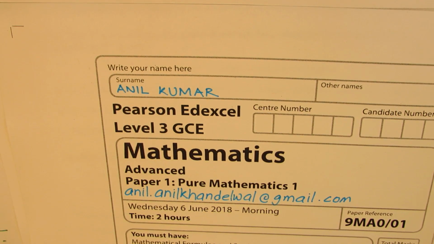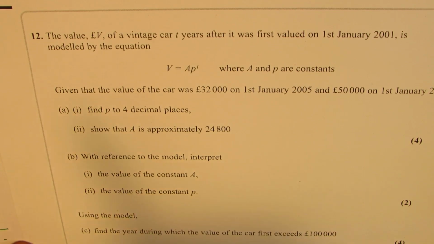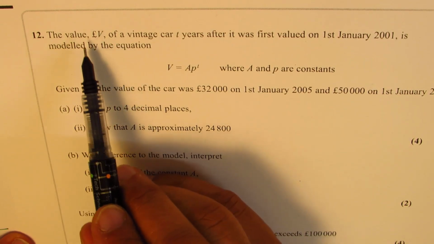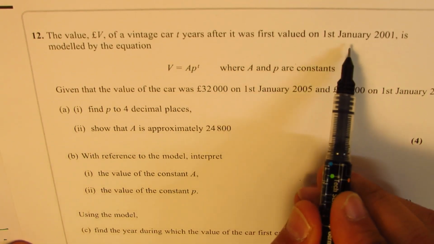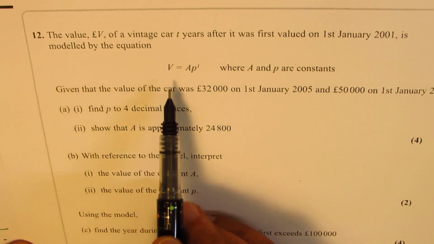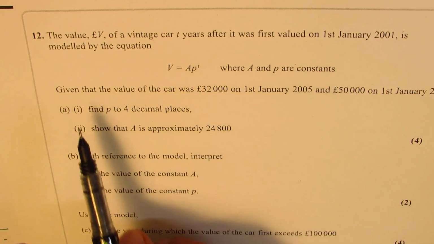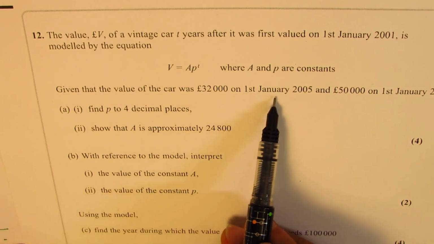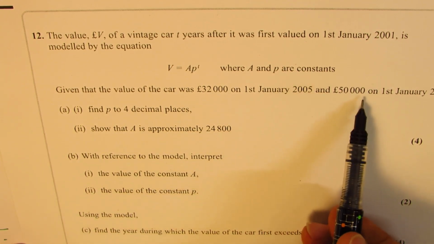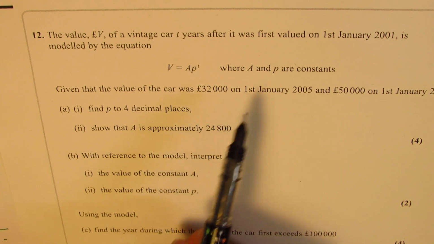We have taken up GCE Advanced Level Paper, Pure Mathematics. Here is question number 12. The value in pounds, V, of a vintage car T years after it was first valued on 1st January 2001 is modeled by the equation V equals A P to the power of T, where A and P are constants. Given that the value of the car was 32,000 pounds on 1st January 2005 and 50,000 pounds on 1st January 2012, find P to 4 decimal places.